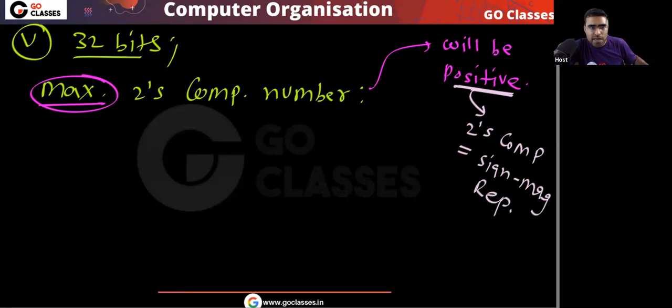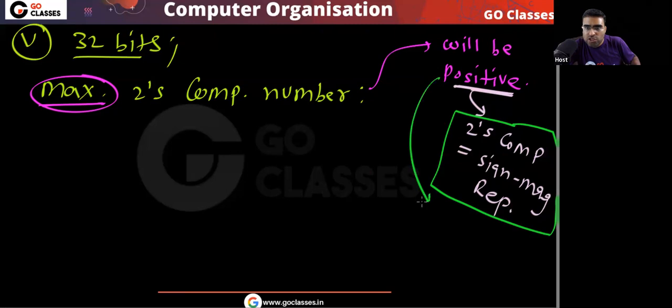So if I want the maximum 2's complement number, what will I do? Did you understand this logic? I know that number will be positive, and for positive numbers, 2's complement is the same as sign magnitude representation. For positive numbers, the sign bit must be 0. So just put the sign bit equal to 0. Now I want the maximum, so just put all ones.